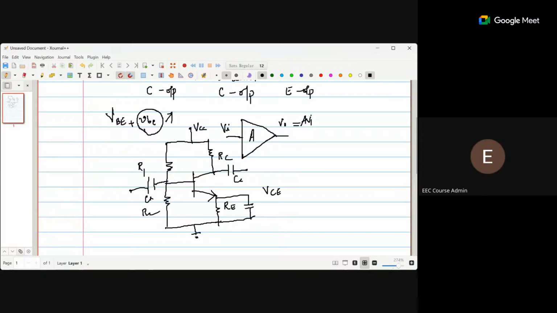So this is CB, CC, and CE. And what should be the value of these capacitors ideally? Too small, ma'am. How about the impedance of these capacitors? It should be very less, too small. You know that the capacitive reactance is inversely proportional to C, right? So capacitance value should be very high, and so the resistance will be dominant there.